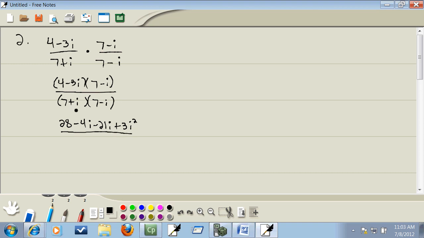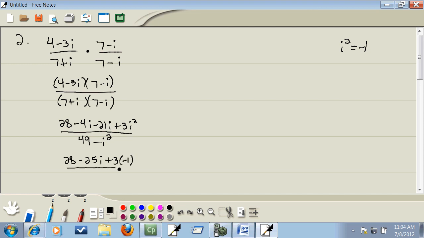Nice part about conjugates is all you have to do is multiply your first parts together and the last parts. 7 times 7 is 49. i times negative i gives us negative i squared. Well, up on top, negative 4i, negative 21i gives us negative 25i. And if you recall, i squared is equal to negative 1. So we're going to rewrite the i squared as negative 1.